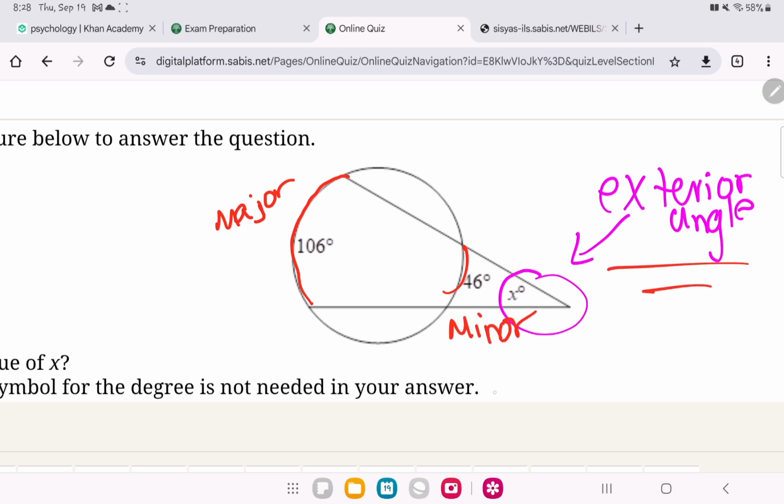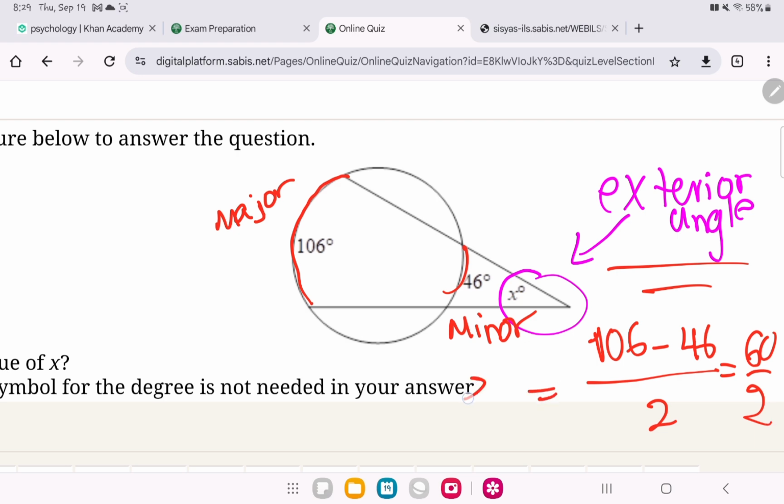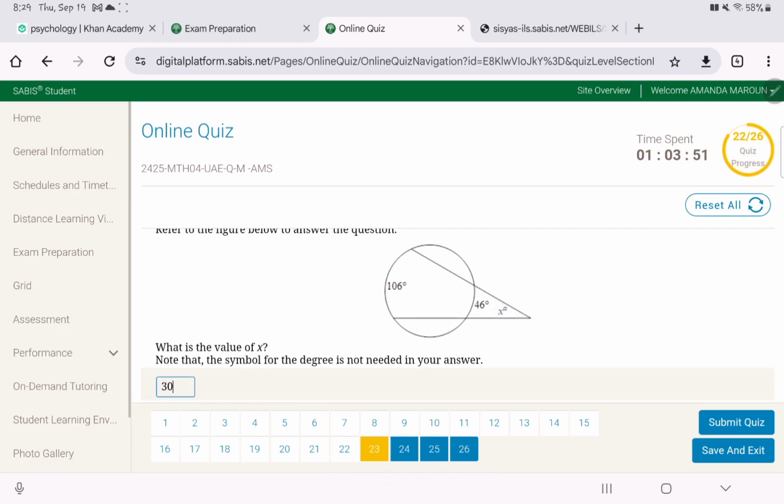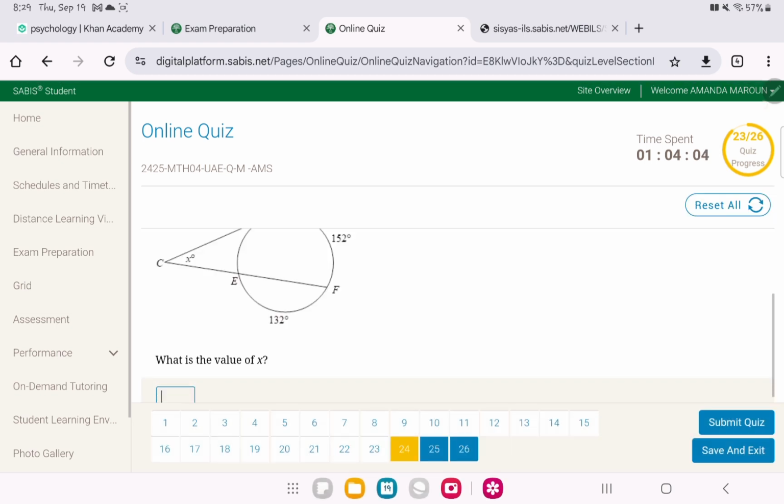So again, the exterior angle is equal to the big measure 106 minus the small measure 46 over 2. So it's going to be 60 over 2. So it is 30. Again, the rule for the exterior angle is the major arc minus the minor arc over 2. So 106 minus 46 is 60 over 2, which is then 30.